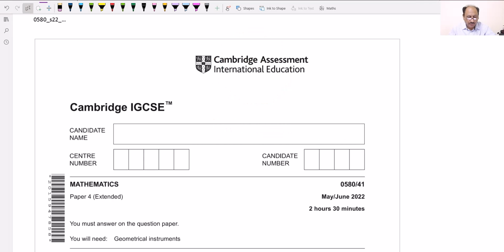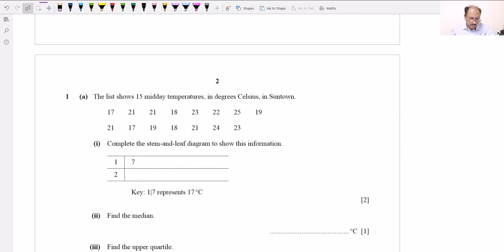Hello everyone, today we'll be going through Cambridge IGCSE Mathematics Paper 4 Extended 0580/41 May/June 2022. Let us move to question number 1.